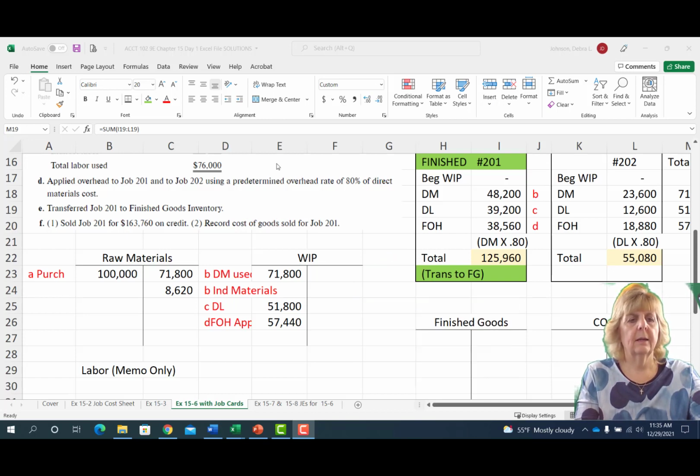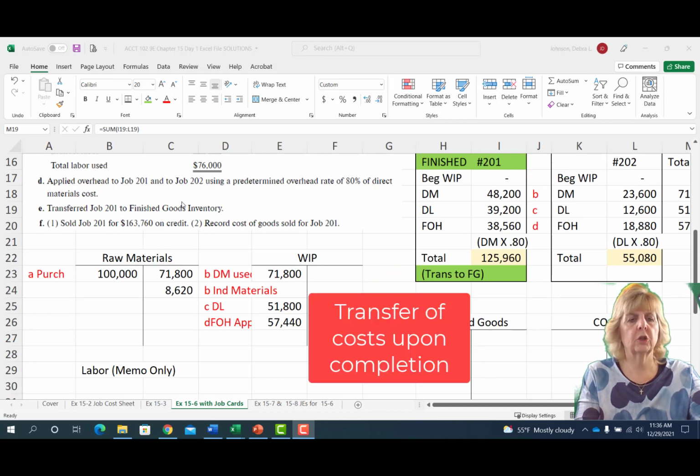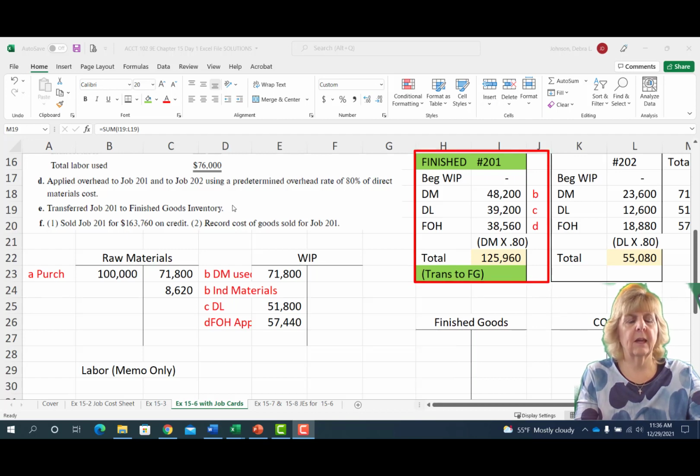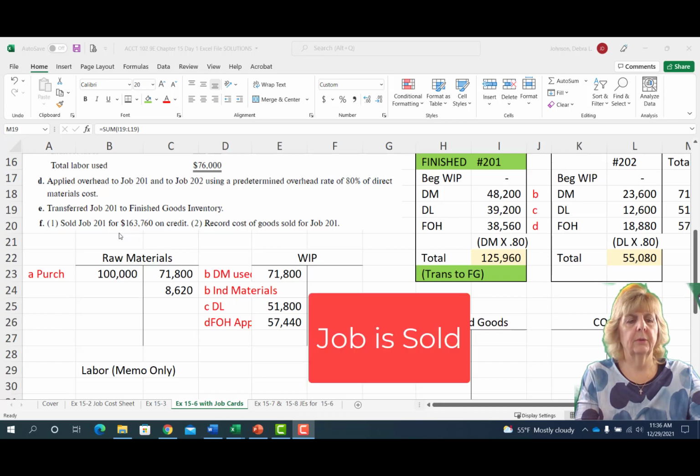Letter E says we transferred job 201 to finished goods inventory. That must mean that that specific job is completed. So do the correct movement of the costs out of WIP and to finished goods. And then letter F says that that job that was finished was also sold.